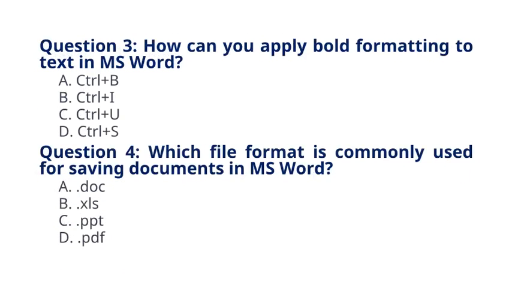Question 3. How can you apply bold formatting to text in MS Word? A. Control plus B. B. Control plus I. C. Control plus U. D. Control plus S. The correct answer to question 3 is option A. Control plus B. Explanation: Control plus B is used for applying bold formatting.